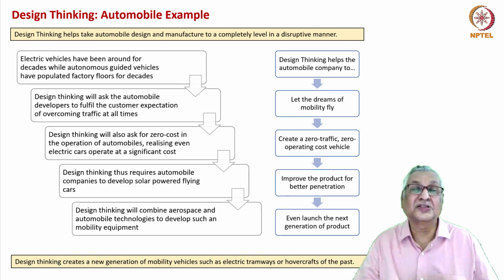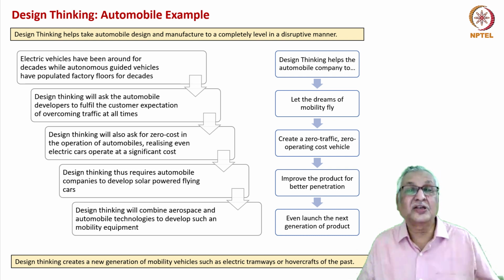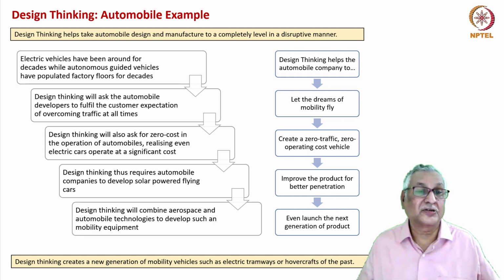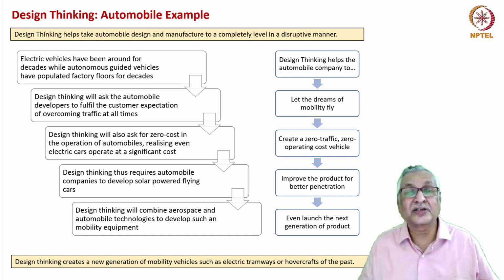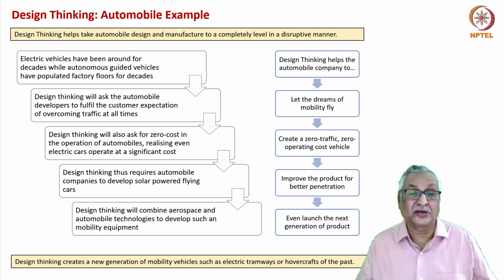Let's take another design thinking example, the case of the automobile. We saw what market research can do to automobiles in terms of incremental design and manufacturing. Electric vehicles have been around for decades, while autonomous guided vehicles have populated factory floors for decades again. With design thinking, we can look at this in a completely different way. Design thinking will ask the automobile developers to fulfill the customer expectation of overcoming traffic at all times. So it will also ask for zero cost in the operation of automobiles, realizing that even electric cars require significant cost to operate.